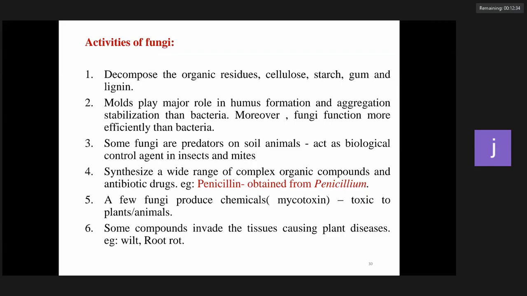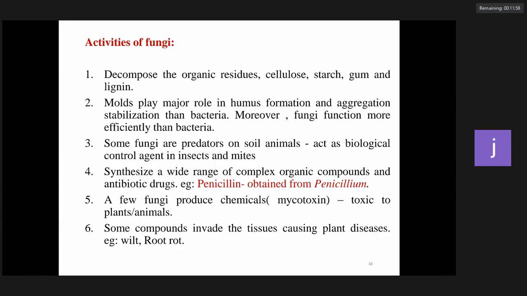Next, we will see about activities of fungi. The first one, it decomposes the organic residues: cellulose, starch, gum, and lignin. Second, molds play a major role in humus formation and aggregate stabilization, more than bacteria. Moreover, fungi function more efficiently than bacteria. Third one, some fungi are predators on soil animals and act as biological control agents for insects and mites. Fourth one, they synthesize a wide range of complex organic compounds and antibiotic drugs. Example, penicillin obtained from Penicillium.